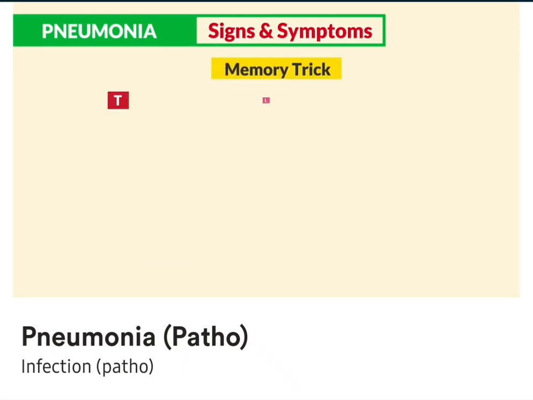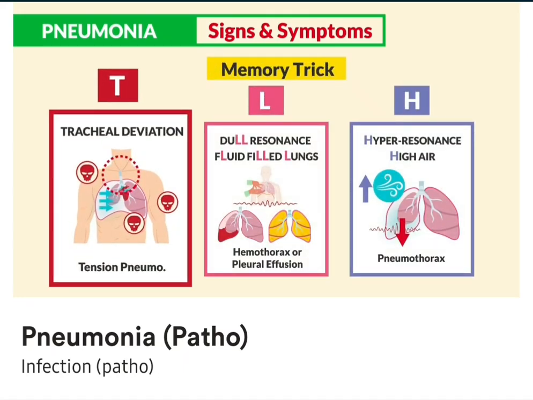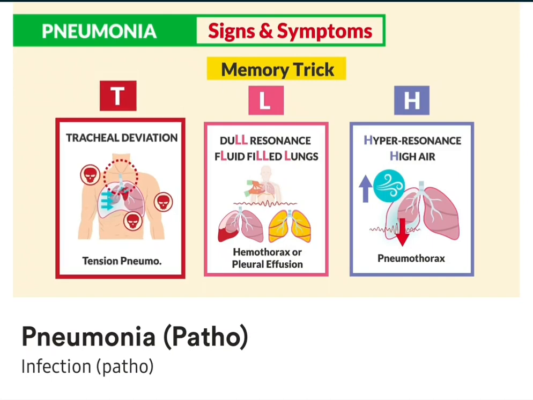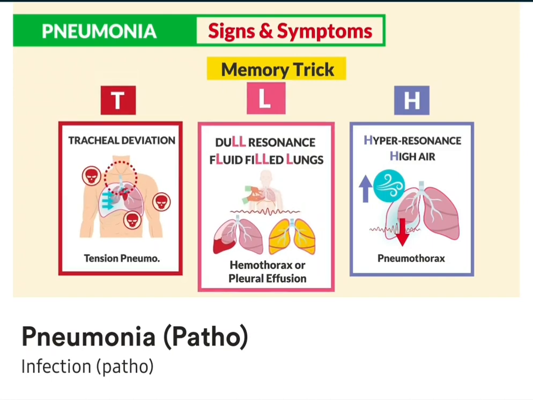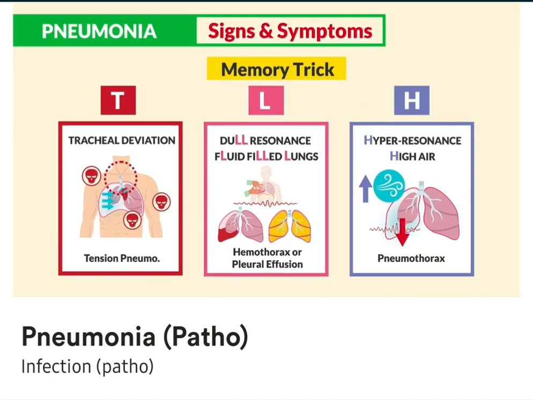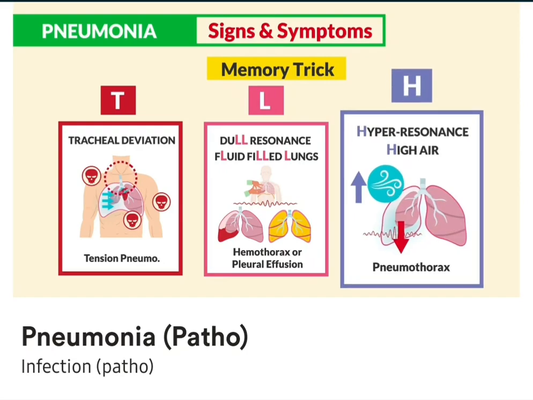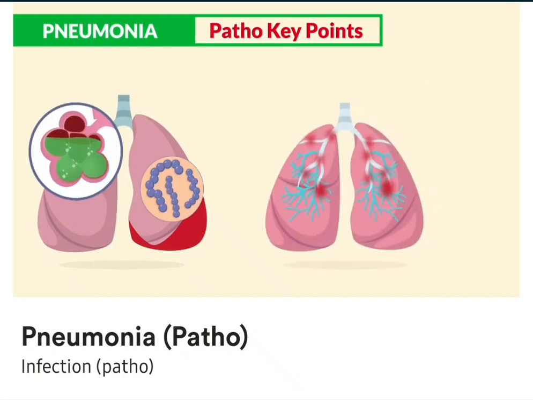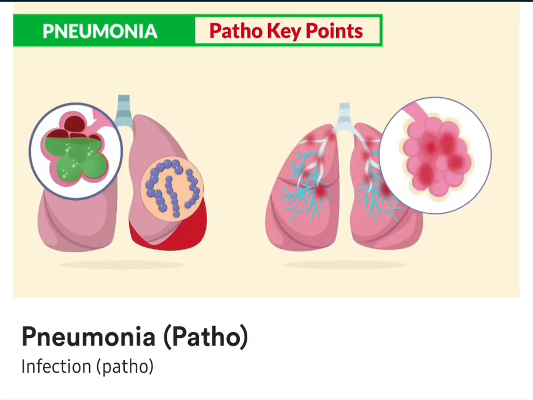So the memory tricks, think T for tracheal movement as T for tension pneumothorax. And the L's for dull resonance, think blood or fluid for hemothorax or pleural effusion. And then the H for hyperresonance, just think high air. Okay, now for some key terms that you must know for your pathophysiology course. The main types of pneumonia.